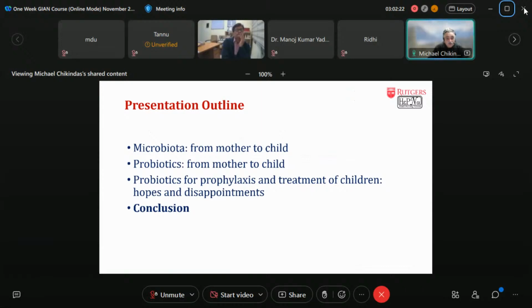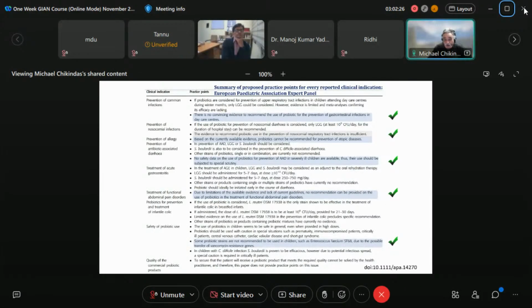The concluding remarks, and there are many, are coming as a summary of the proposed practice, which comes from the European Pediatric Association. I'm not going through all of them, just the ones that I marked here because I think they're interesting and important. Well, no convincing evidence to recommend the use of probiotics in prevention of gastrointestinal infection in daycare.